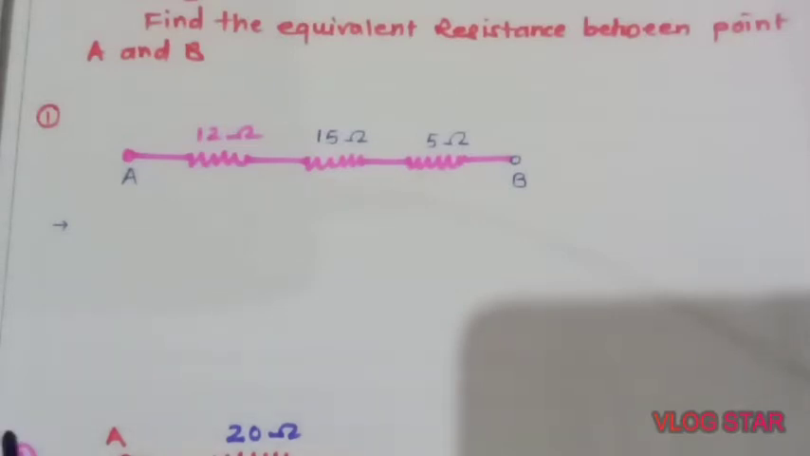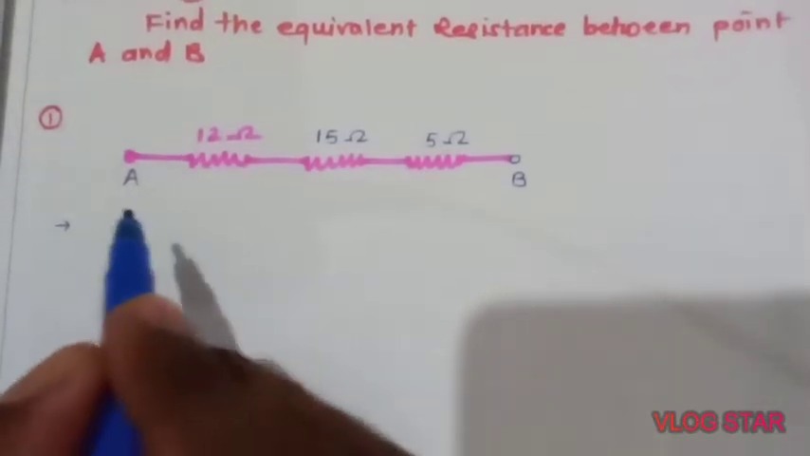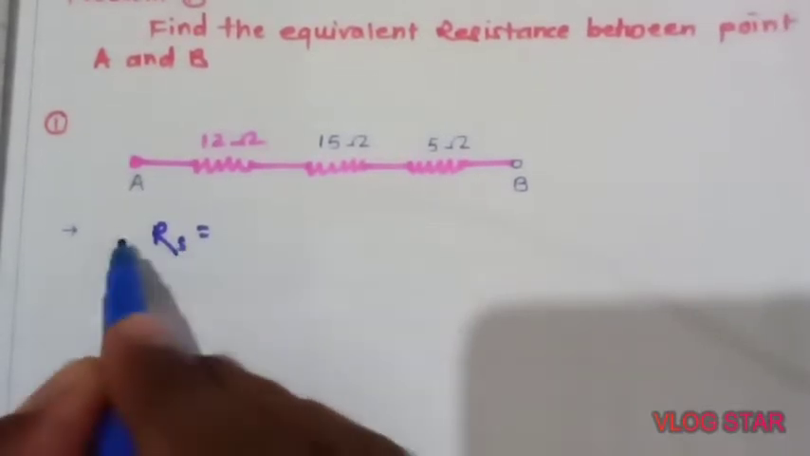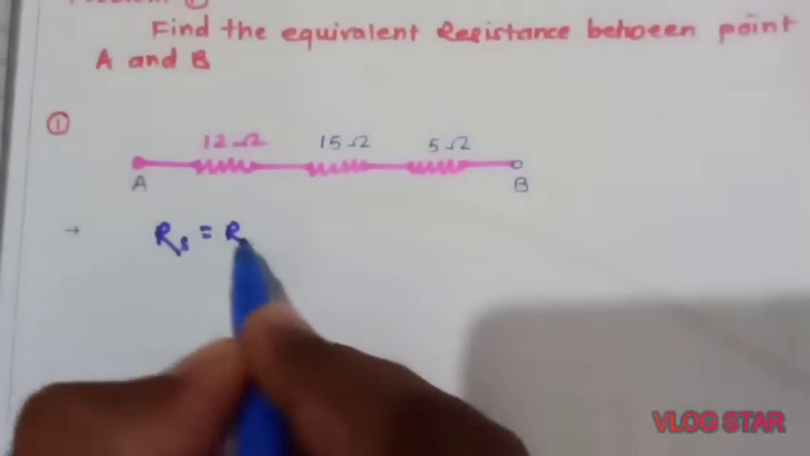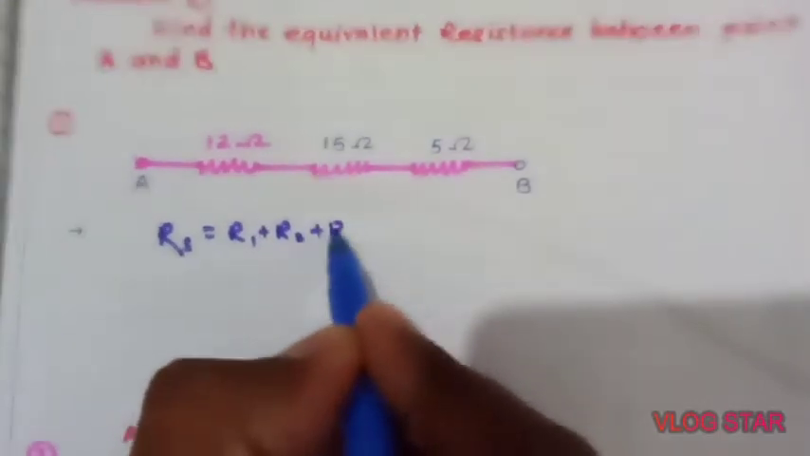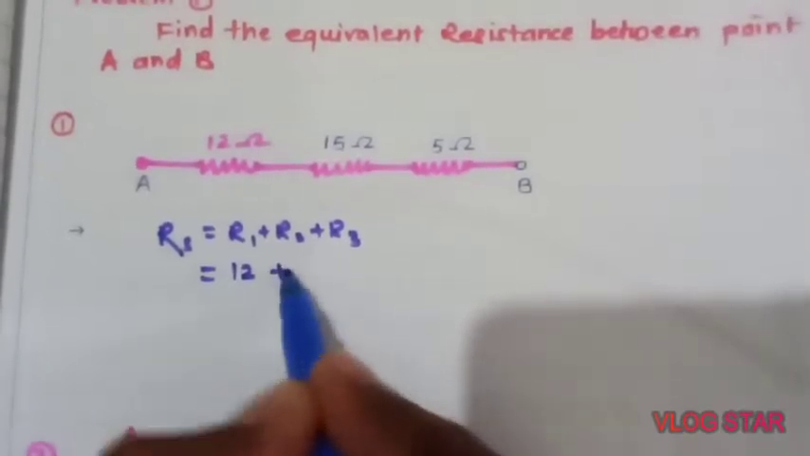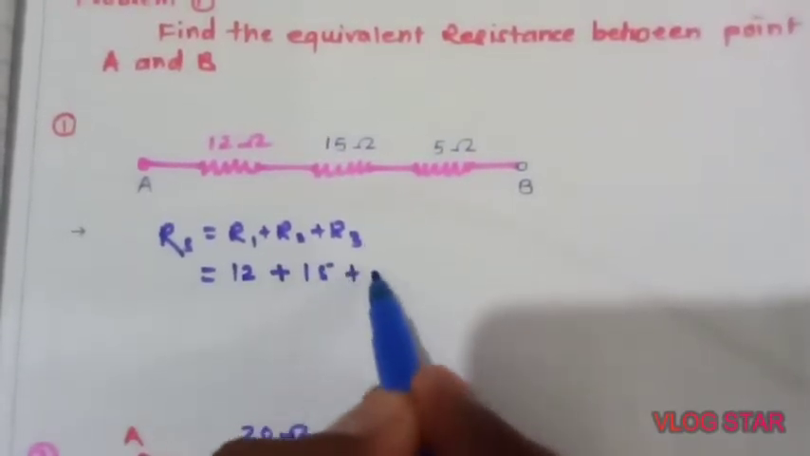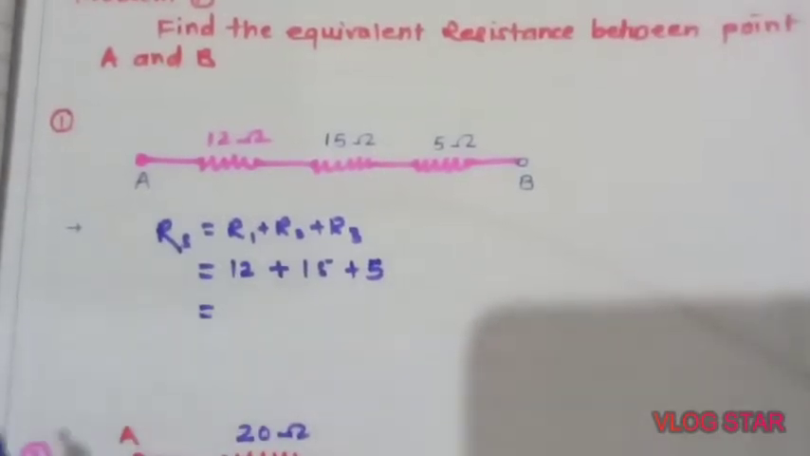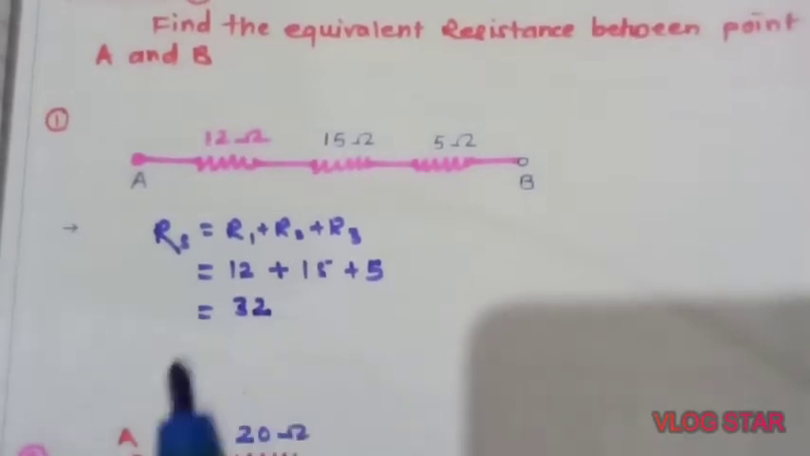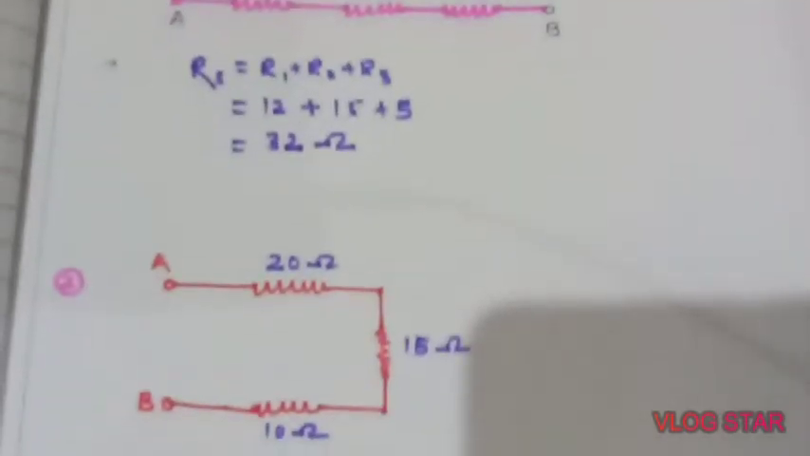Total resistance is the algebraic sum of all three resistances, and here we have R1, R2, R3. So total R, where S stands for resistors connected in series, is R1 plus R2 plus R3, and a simple calculation comes. First resistance is 12, second is 15 and third is 5. So finally we got the total resistance, 20, 30 and 32 ohm. So this is a simple answer. We will see another example.